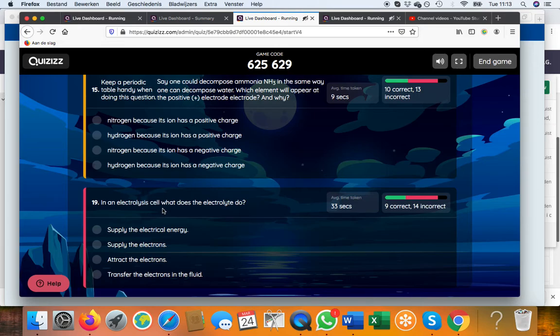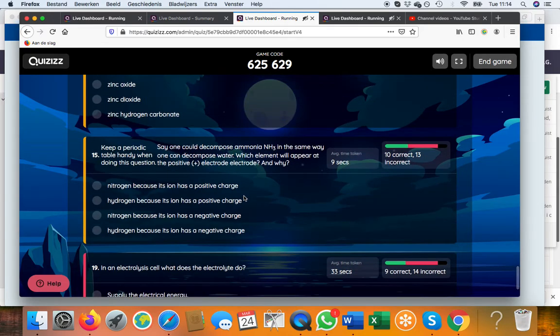That's the answer. The supply of electrical energy happens in the direct current, the power supply. The supply of the electrons basically happens through the power supply. The supply would be then the negative electrode, the cathode, and the attraction of the electrons is in the anode, the positive electrode, and then the transfer happens through the electrolyte.